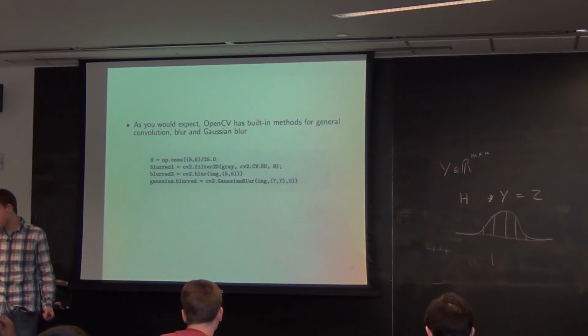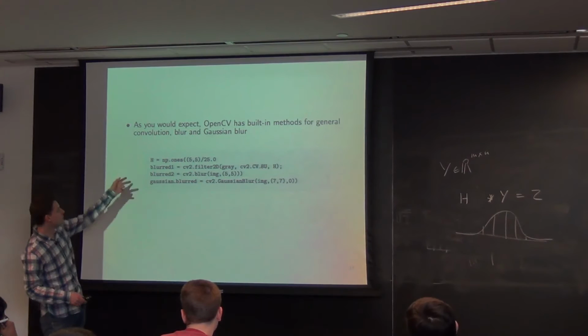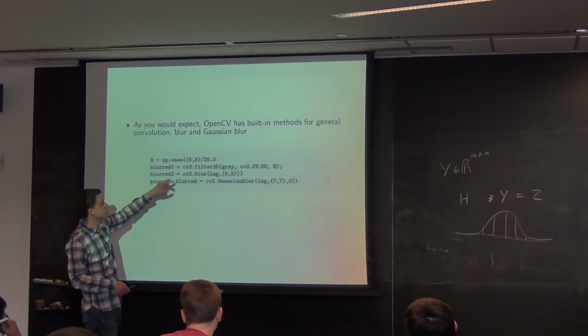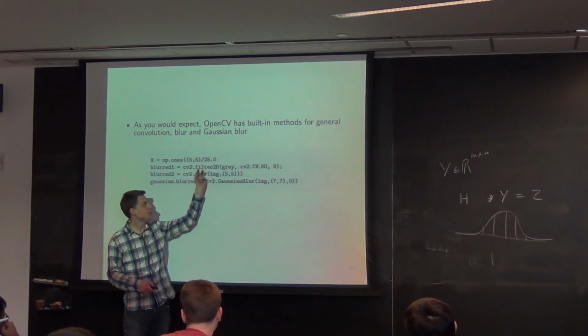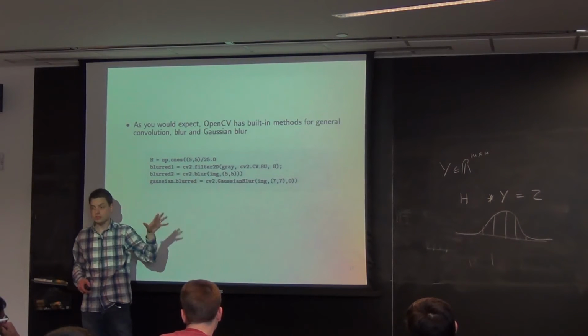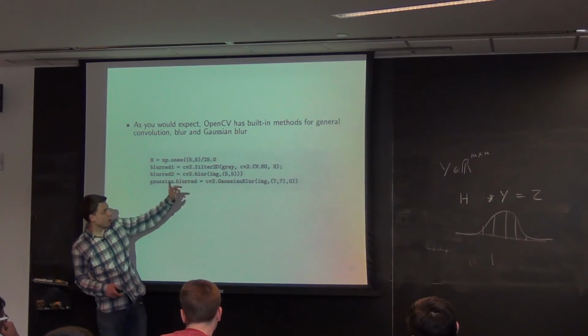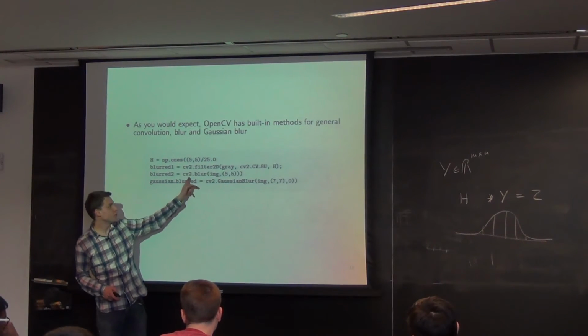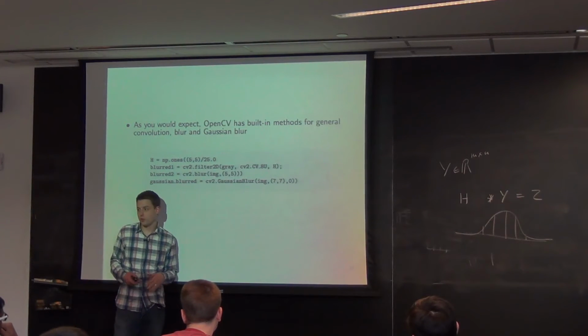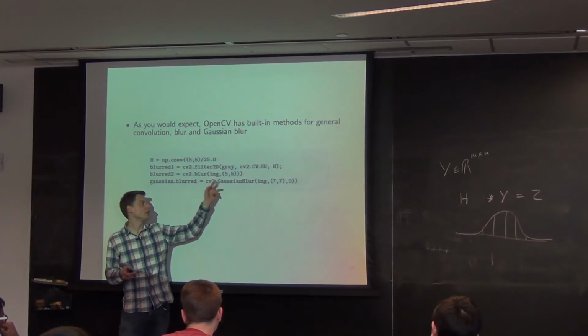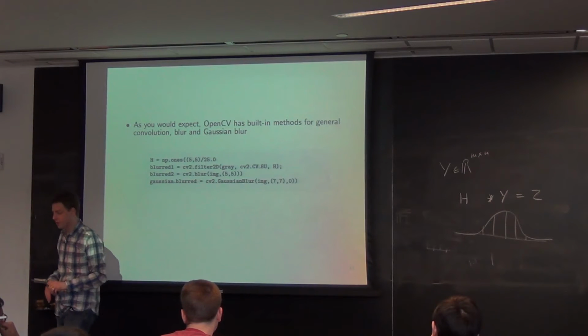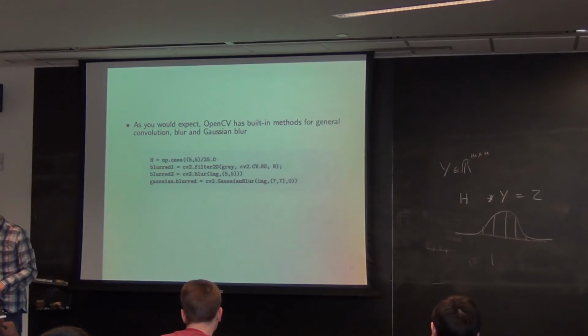So, as I said, here's the code. OpenCV has code for general convolution, so the filter 2D function will perform a general convolution of an image. It also has built-in methods for blurring and for the Gaussian blur. So if you just want to do those, you can just call blur or Gaussian blur and blur your image that way.